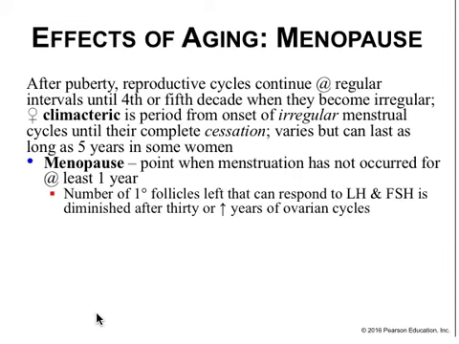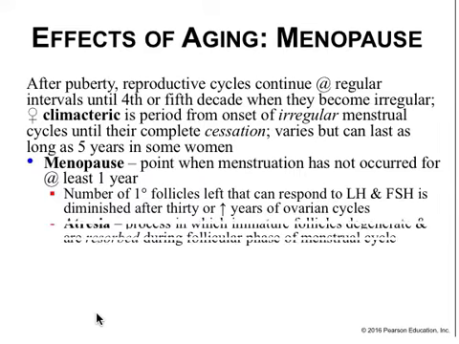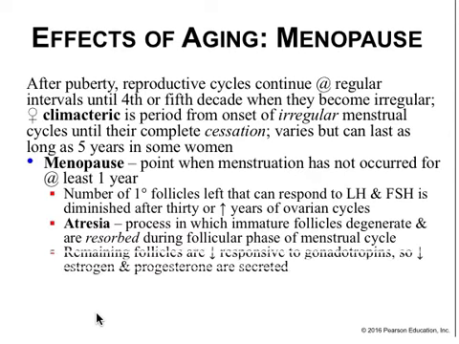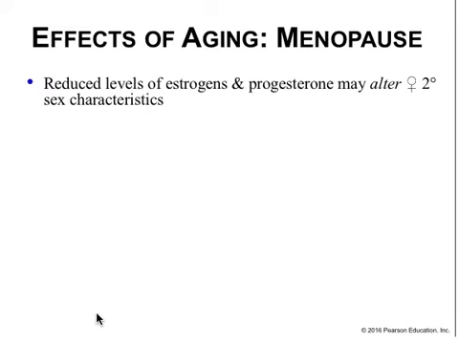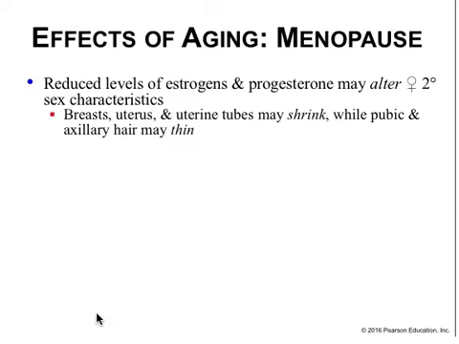The number of primary follicles left that can respond to LH and FSH is diminished after 30 or more years of ovarian cycles. Atresia is the process in which immature follicles degenerate and are reabsorbed during the follicular phase of the menstrual cycle. The remaining follicles are less responsive to gonadotropins, so less estrogen and progesterone are produced. Ovulation doesn't occur, and estrogen blood levels drop significantly, while LH and FSH continue to be secreted as the pituitary is no longer inhibited. Reduced levels of estrogen and progesterone may alter female secondary sex characteristics.